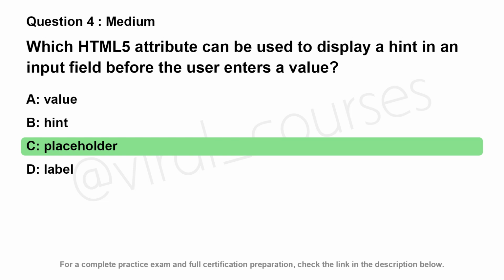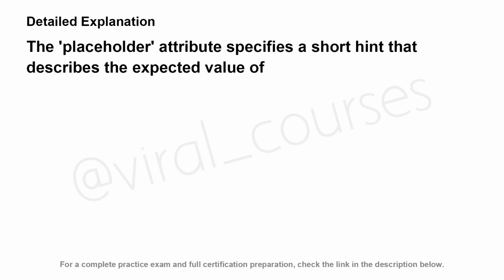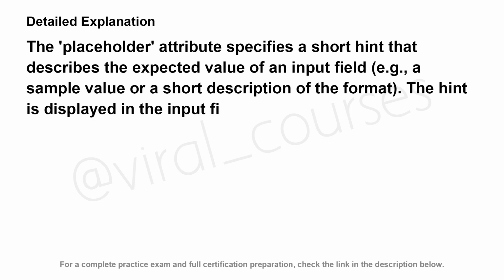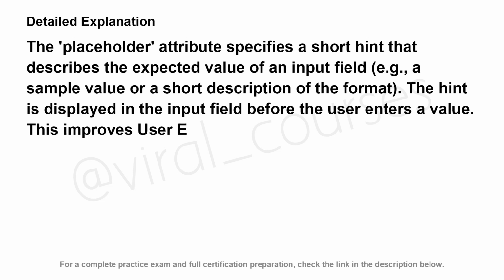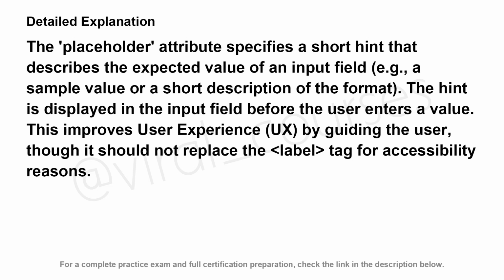The correct answer is C. The placeholder attribute specifies a short hint that describes the expected value of an input field, e.g., a sample value or a short description of the format. The hint is displayed in the input field before the user enters a value. This improves user experience (UX) by guiding the user, though it should not replace the <label> tag for accessibility reasons.